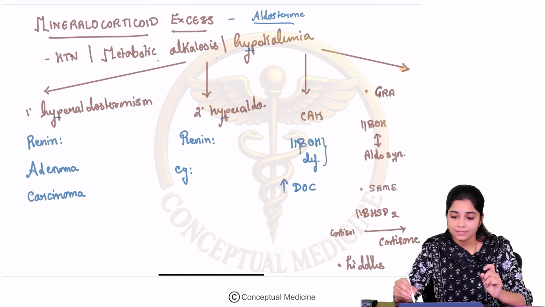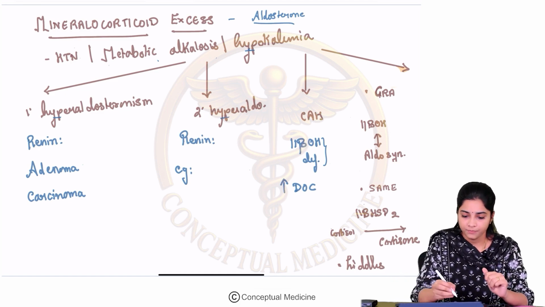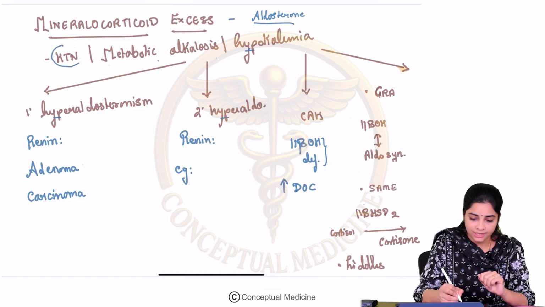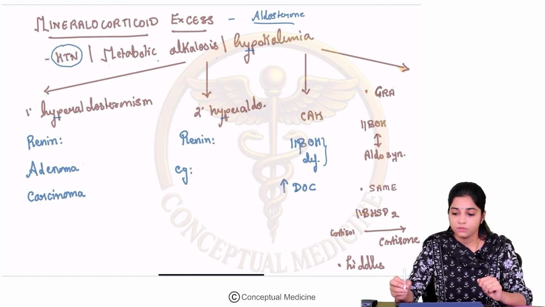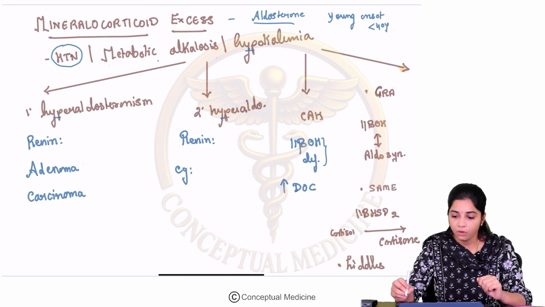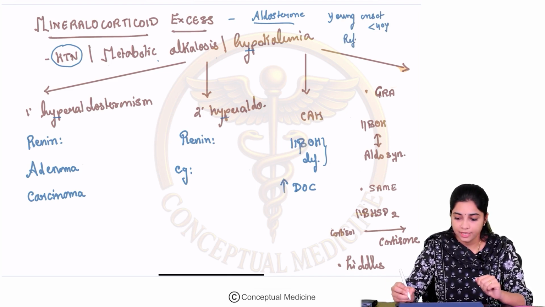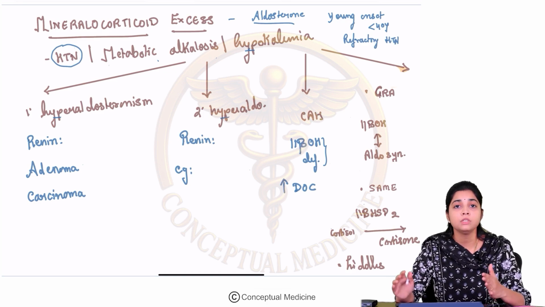So what are the characteristic clinical features that mineralocorticoid excess presents with? The most important differentiating feature is that this presents with hypertension. So in a patient with young onset hypertension, what does that mean? Age less than 40 years. Or in a patient with refractory hypertension, what does that mean? A hypertension which is refractory to 3 classes of antihypertensive medications.